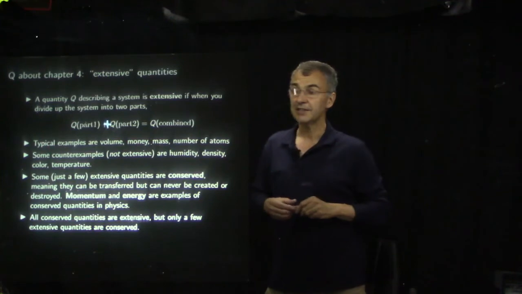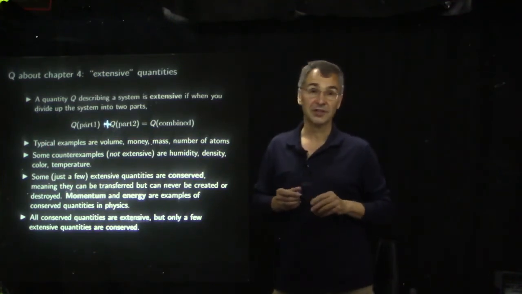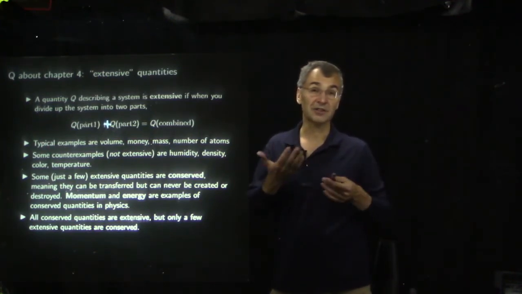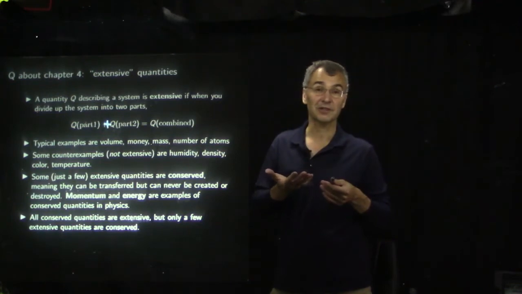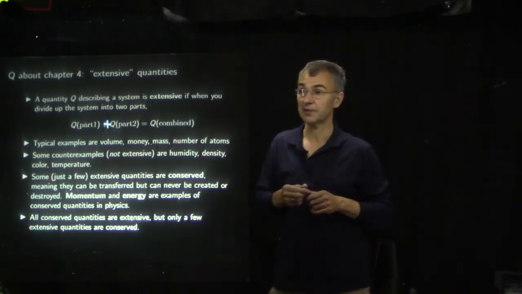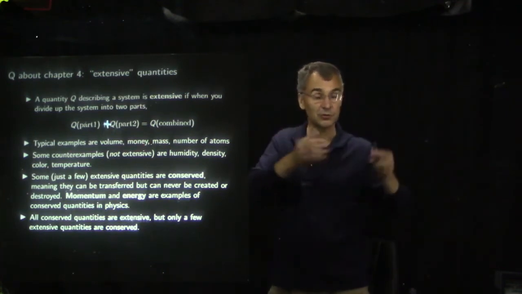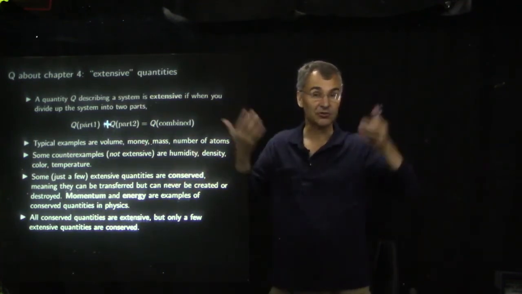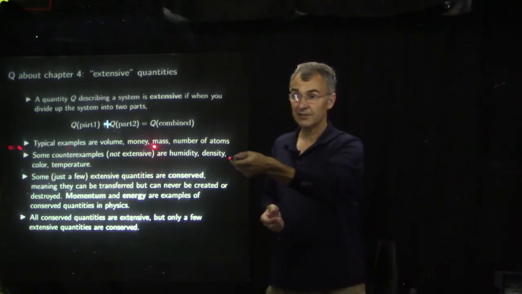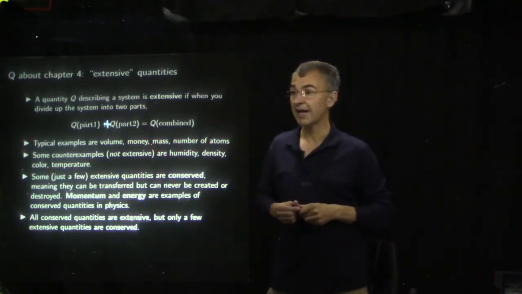Yeah, money is extensive. It's not necessarily conserved, because there could be inflation, or there could be compound interest, but anyway, it is extensive. You have two amounts of it, then you say how much is the total, you just add the numbers together. It's true for mass, it's true for number of atoms.